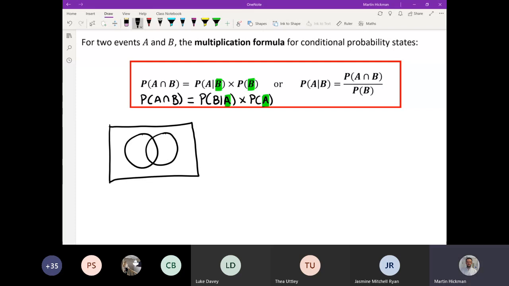The second question is asking for the probability of D given that C has already happened. Remember, this is not simply the same as the probability of C given D. So what I'm going to do here is use that second formula. The second way I could write it: the probability of A given B equals the probability of A and B over the probability of B.